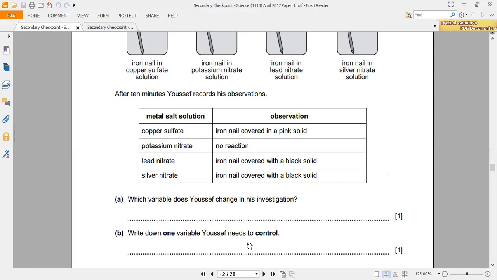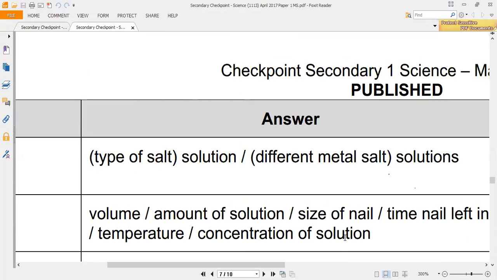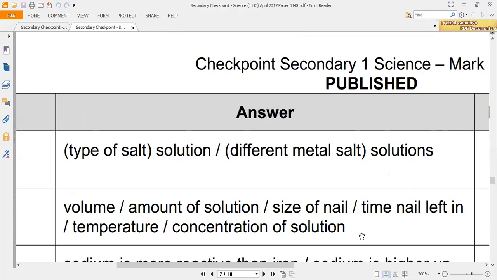Write down one variable Yusuf needs to control. Any of the controlled variables will be okay. For example, if we look here, okay, if you say that the volume, yeah, it's okay. If you say amount of solution, yeah, it's okay. It should be kept constant because it's a controlled variable. If you say size of the nail, also the same. If you say time nail left or the time intervals, it will be also okay. If you say temperature, very okay. If you say concentration of the solution, also should be maintained constant in order not to affect, okay, the results.